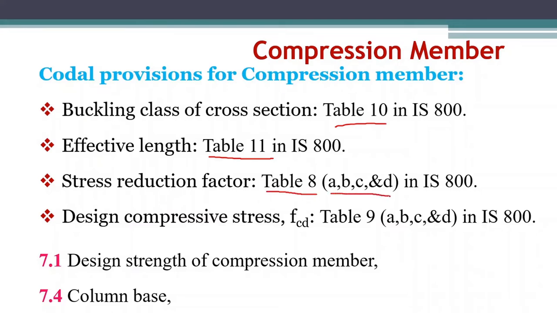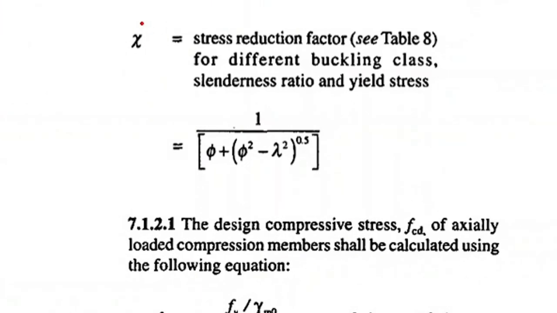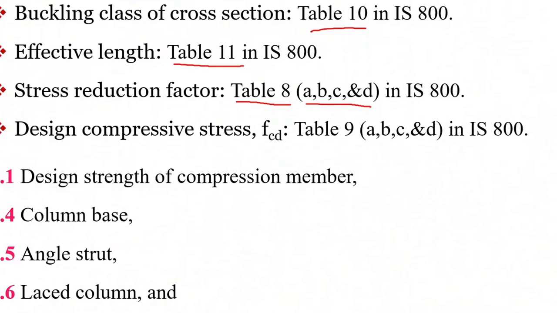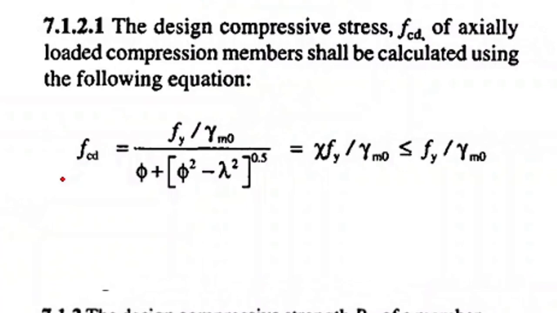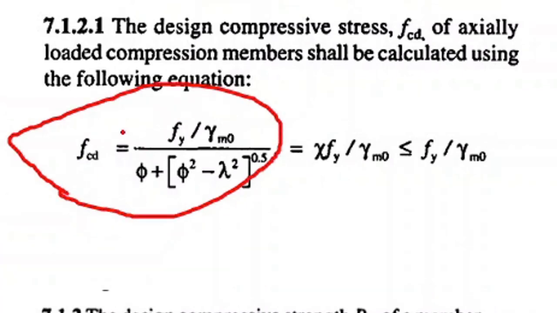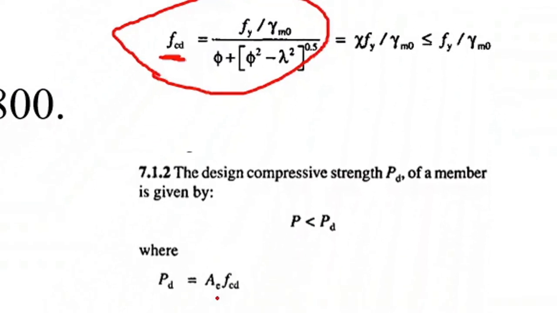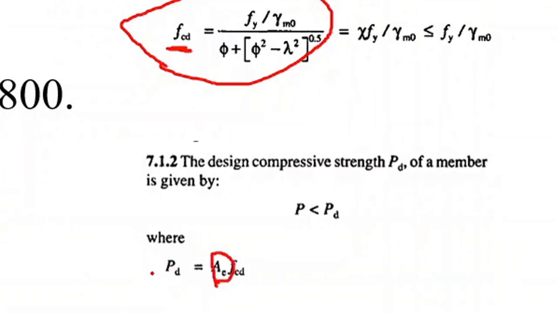There are four tables in 8, A, B, C, D, and if you want to use the equation, then the stress reduction factor is equal to this. You can calculate the stress reduction factor using the equation. The next is the design compressive stress, fcd. That is also given in table 9. Again, you have four different tables for four buckling classes. If you don't want to use the table, you can use this equation. You can substitute all the values, then you can calculate the design compressive stress. Now, if you know the design compressive stress, then you multiply with the area, then you can calculate the design compressive strength, Pd. So that is how you can calculate the design strength of a given compression member.